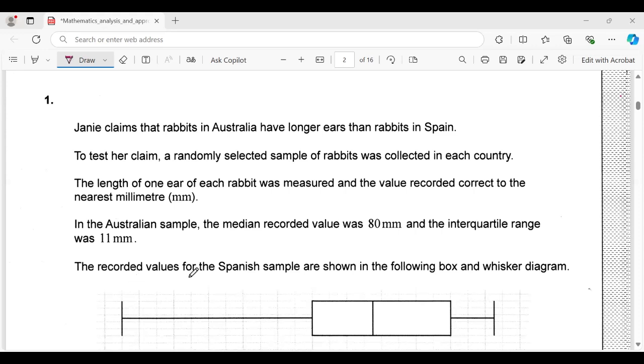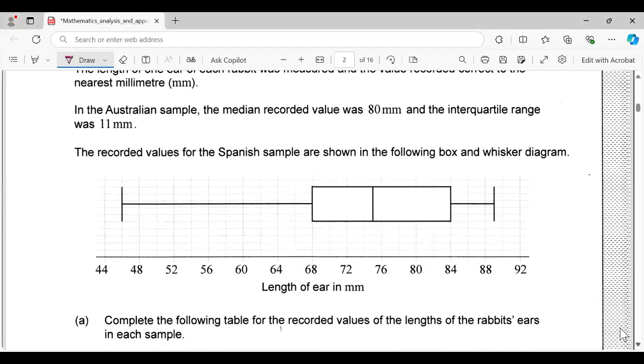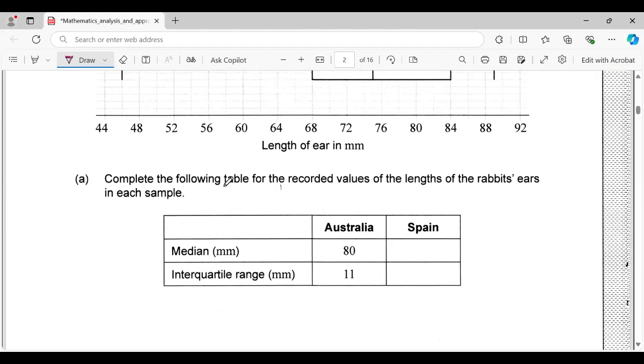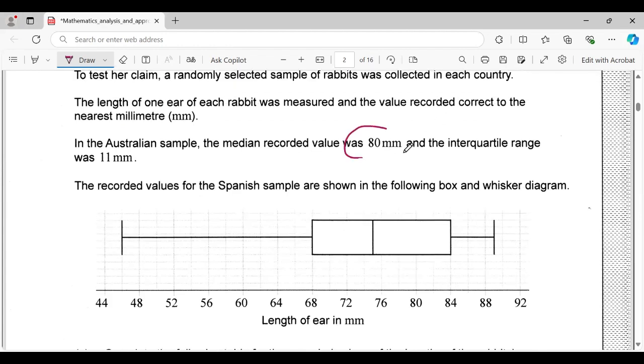The recorded values for the Spanish sample are shown in the following box and whisker diagram. This is the whisker diagram about length of ear in millimeters. Complete the following table for the recorded values of the length of the rabbit's ears in its sample. Okay, so look, the median of Australia is 80 and then the interquartile range is 11. This data is from this information: 80 millimeters and 11 millimeters.